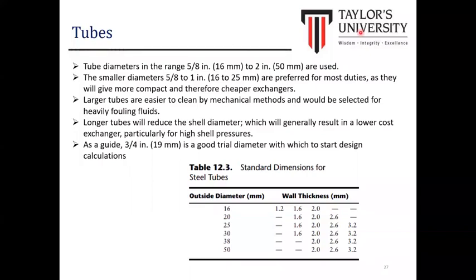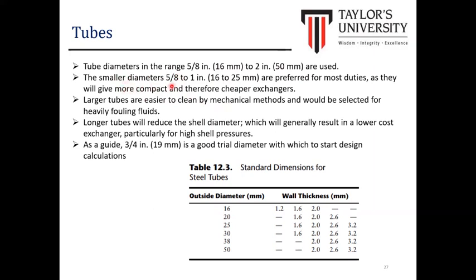Okay, the next is the tube. The tube diameter is usually within the range of 16 mm to 50 mm. This is the typical range of the tube diameter. Tubes are located inside the shell.